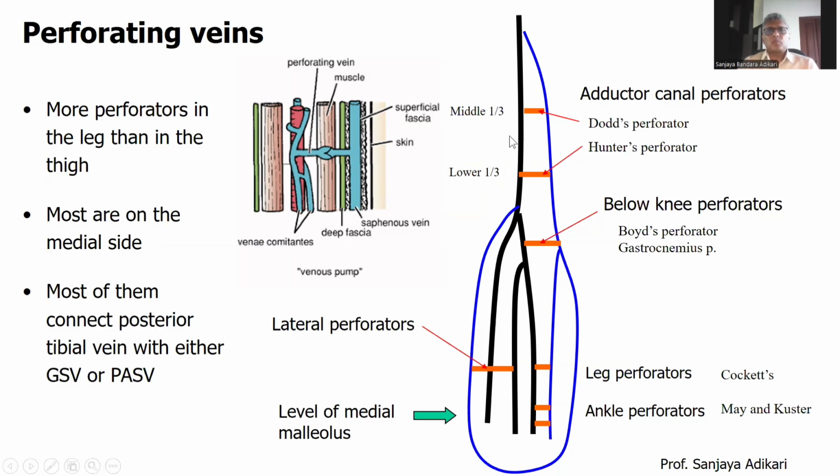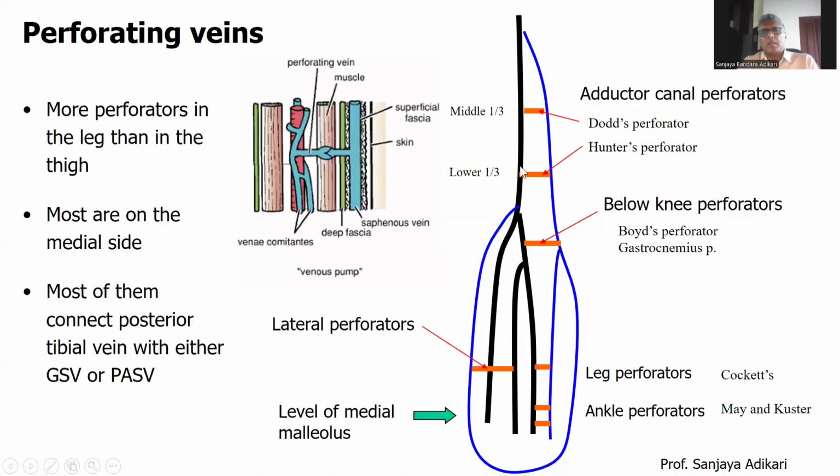Most of these perforators in the leg especially connect either the posterior arch vein or great saphenous vein to the posterior tibial vein. So most of them are between the posterior tibial vein and the posterior arch vein or great saphenous vein. And when it comes to the thigh, the perforators on the medial side are mainly between the great saphenous vein and the superficial femoral vein.